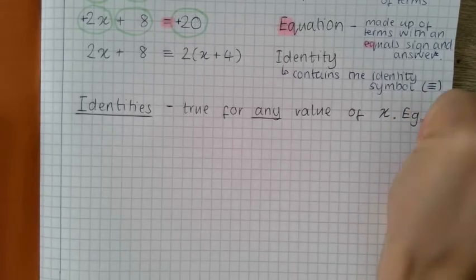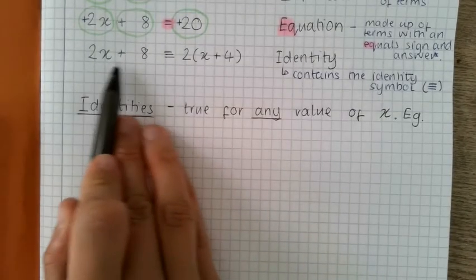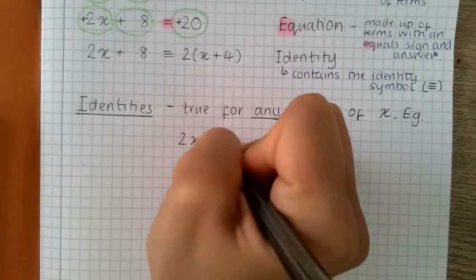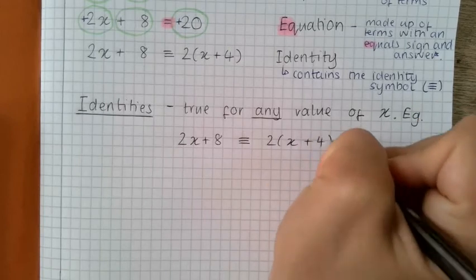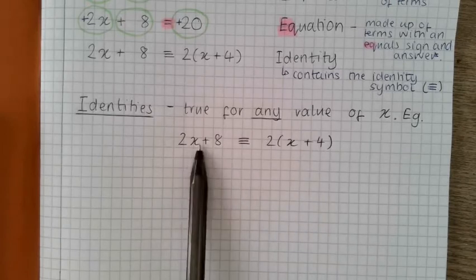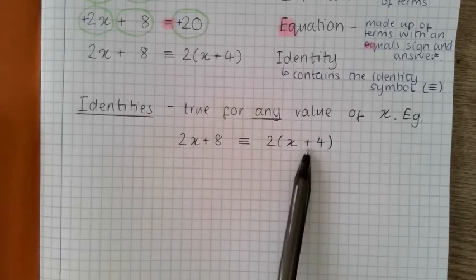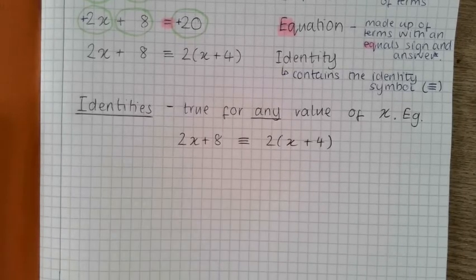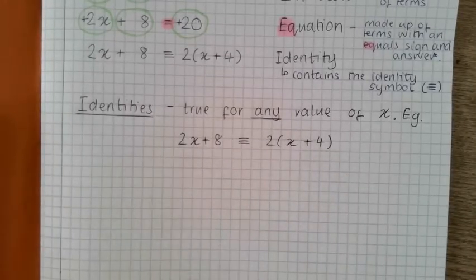And I'm only using x because I've got x in this one. So we're going to take our identity, which is 2x plus 8. I'm just going to rewrite it here. 2x plus 8 is identical to 2 bracket x plus 4. And you guys have actually learnt the processes to create this identity. You've learnt to factorize, which would take us from the left-hand side to the right-hand side, and you've learnt to expand brackets, which would take you back that way.